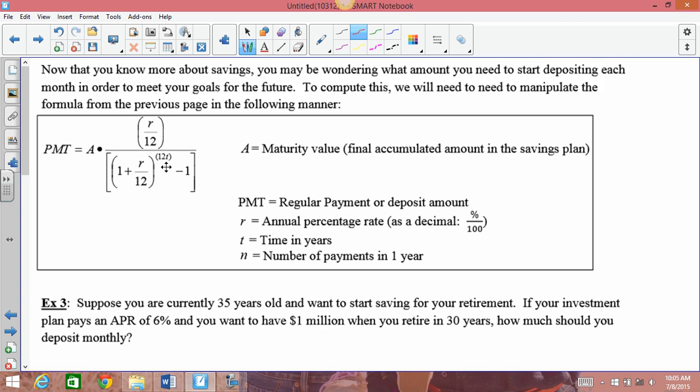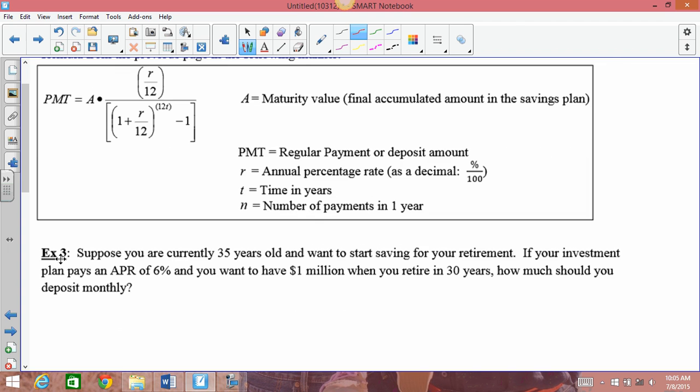Same thing as before. I put these 12s in automatically, assuming we're going to just make monthly payments. And again, all of the values stand for the same thing, so I'm not going to talk through that.